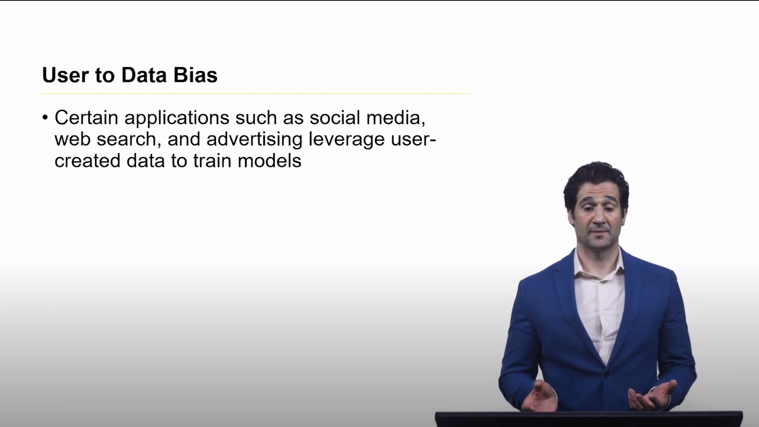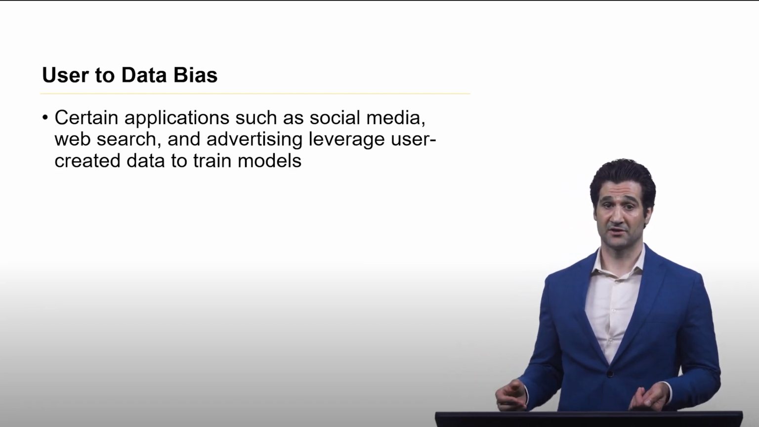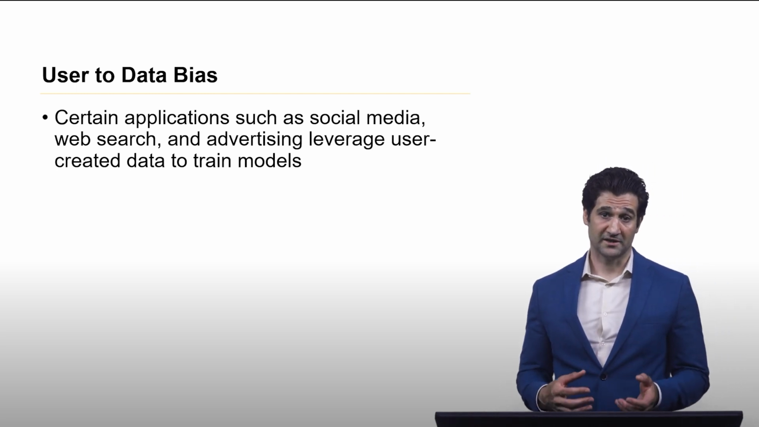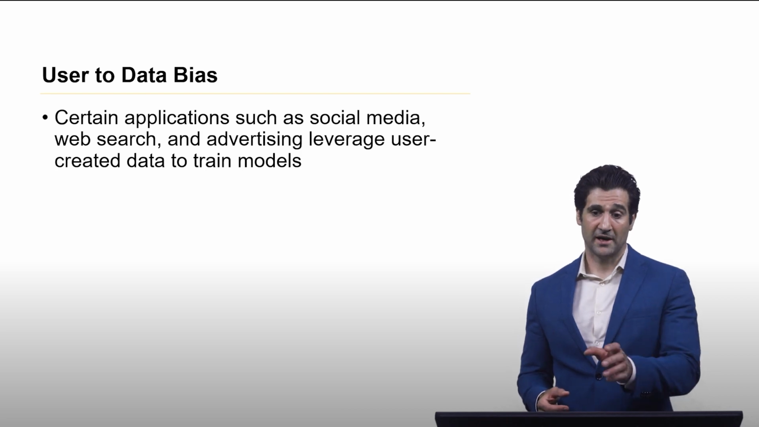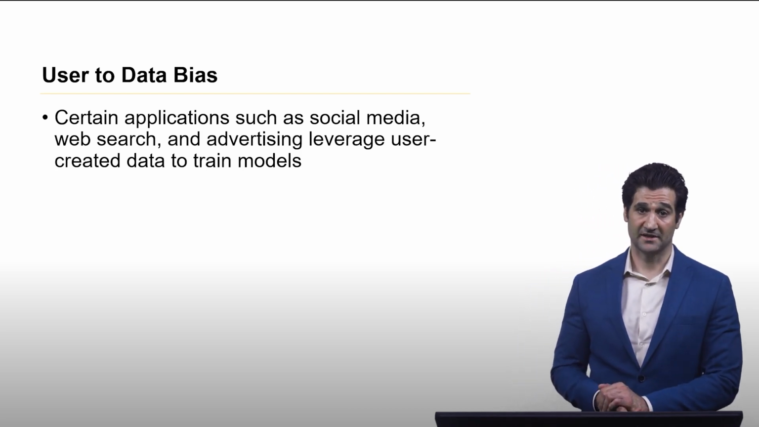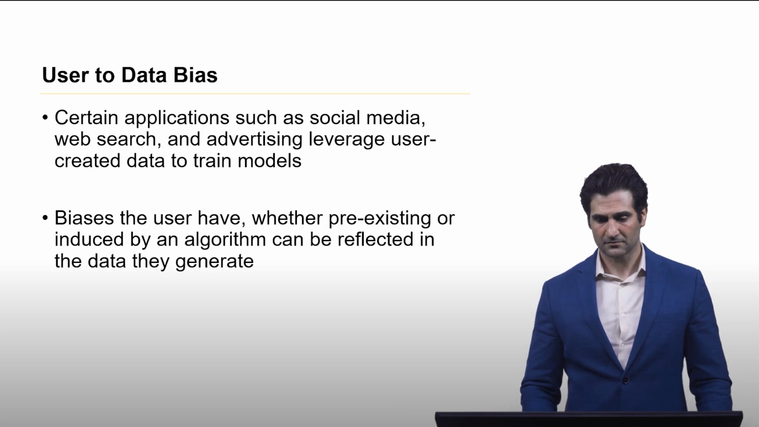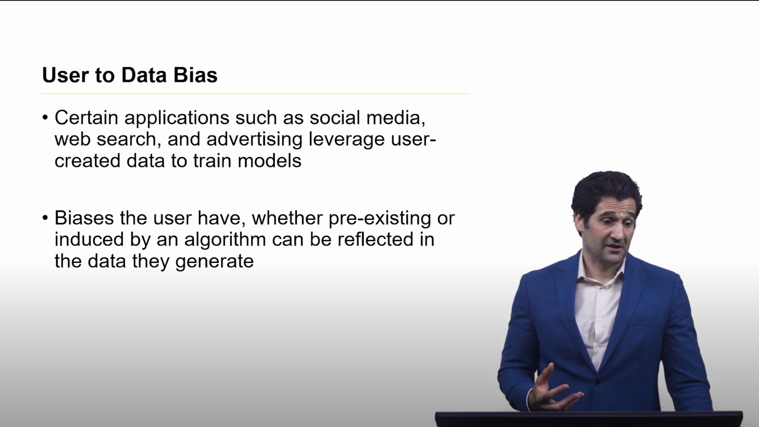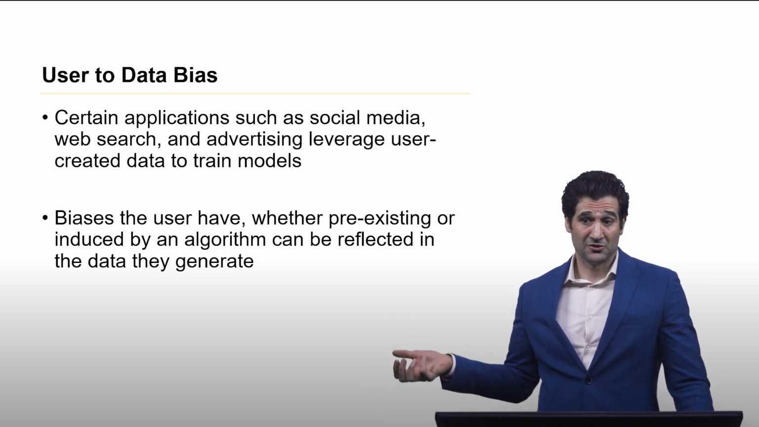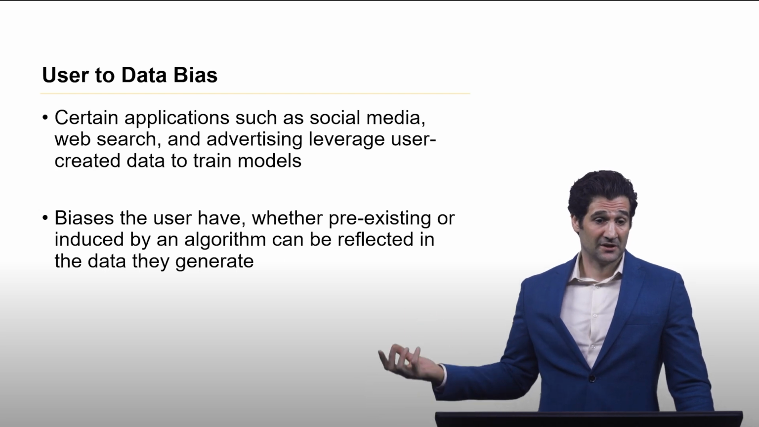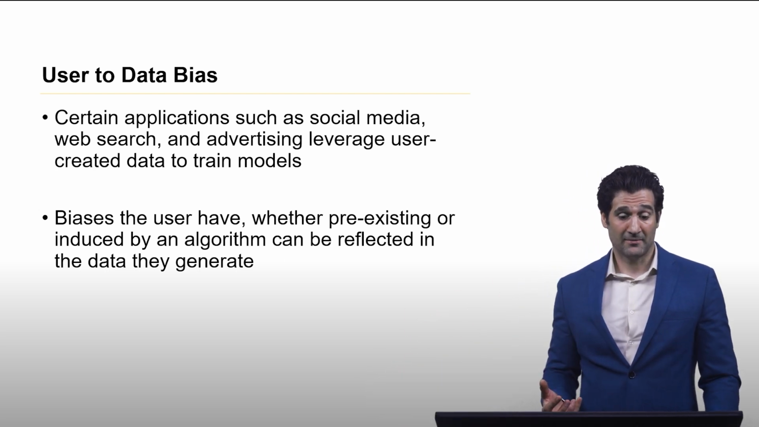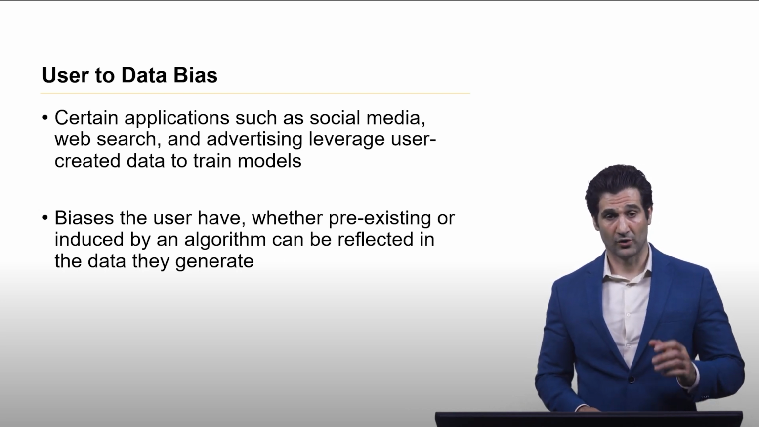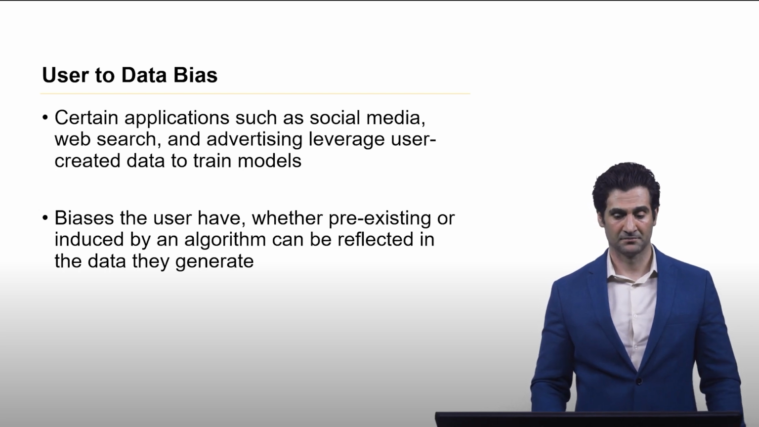So certain applications, especially social media, web search, and advertising, use user-created data to train models. So if the users creating that data have some bias, now that bias becomes baked into the data set that is used. And whether these biases are pre-existing in society or came from how the user interacts with another biased system, it almost doesn't matter, because regardless of where it came from, this is the entry point where that bias enters our data.